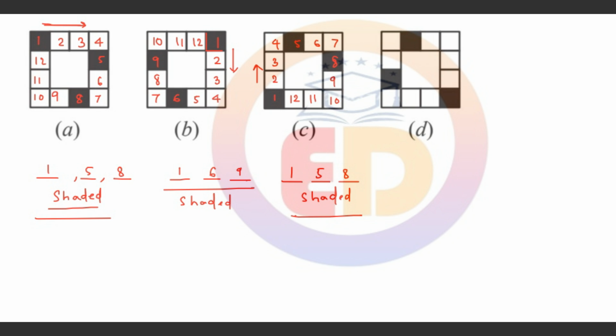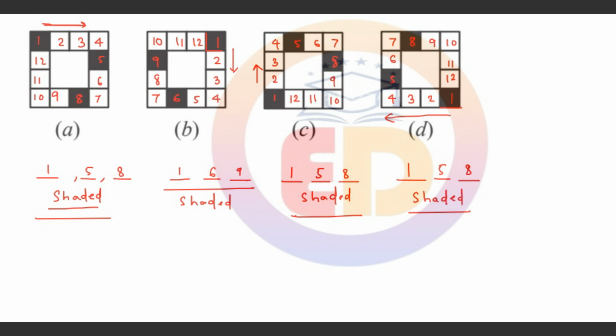Let's go to the fourth figure D and let's number it from the corner square. This will be 1. Move in the clockwise direction. 2, 3, 4, 5, 6, 7, 8, 9, 10, 11 and 12. Now here the shaded squares are 1, 5 and 8. So these are the shaded squares.